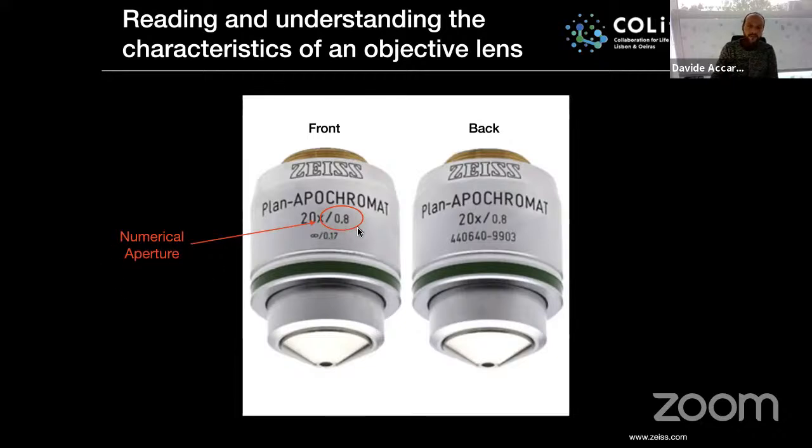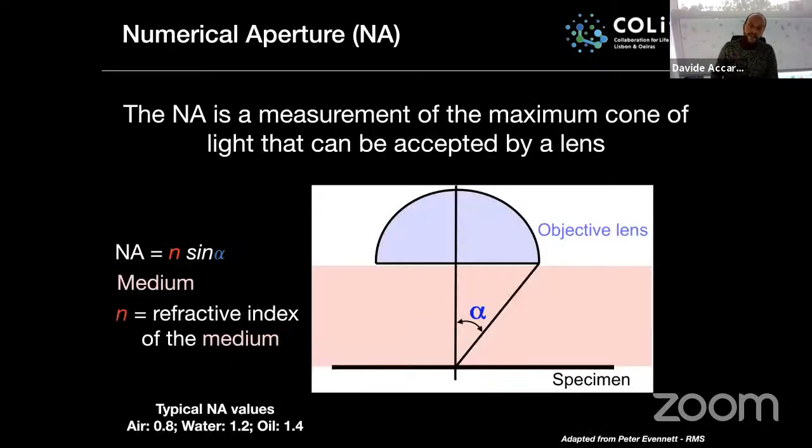The numerical aperture is a measurement of the maximum cone of light that can be accepted by a lens. So lenses acquire a certain cone of light, and this cone of light can be smaller or larger. The larger the cone of light, the more photons will be collected by the lens. More photons means higher sensitivity of the lens, and also a higher level of information.